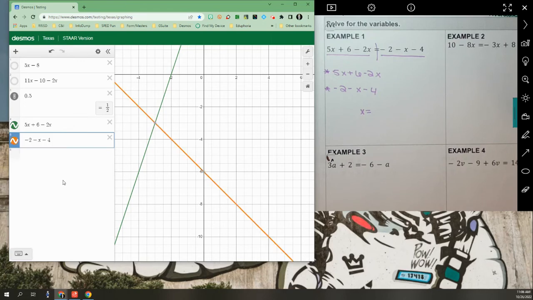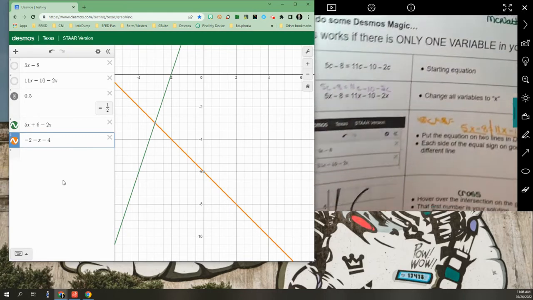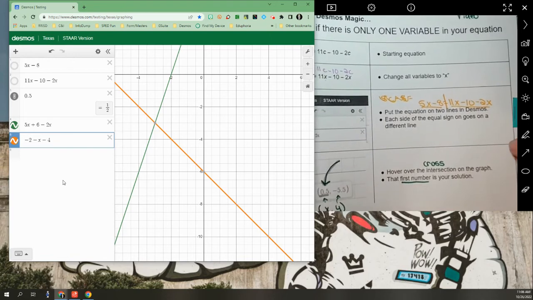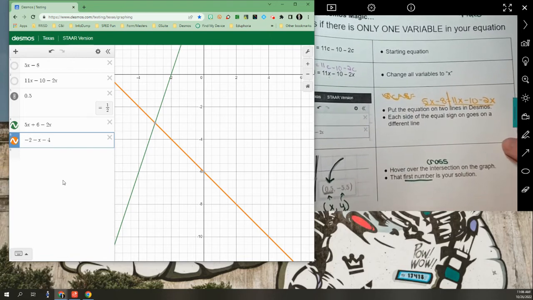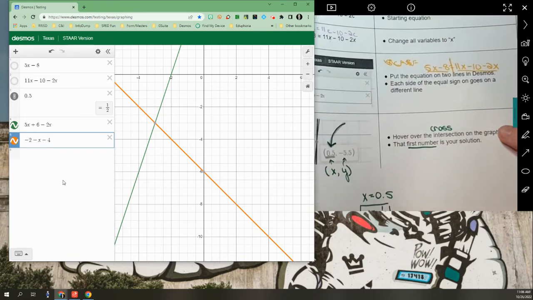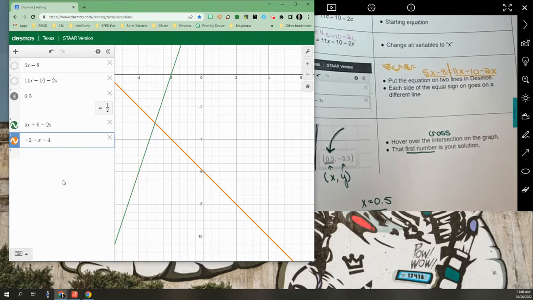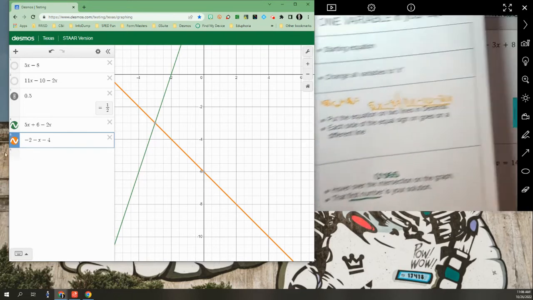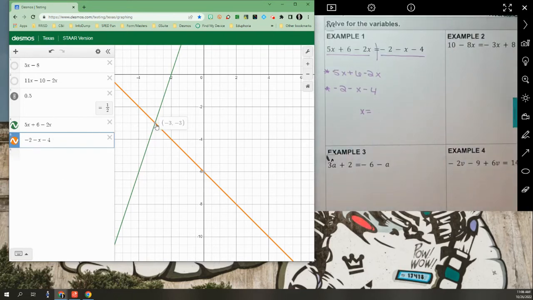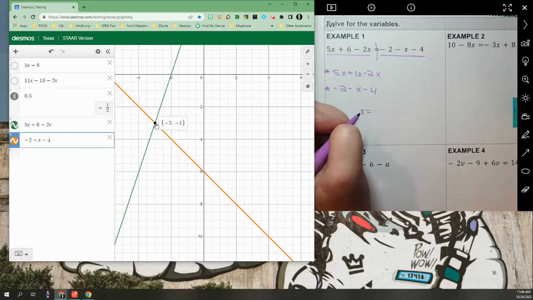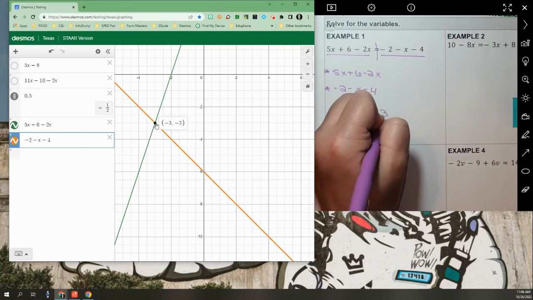Okay? So I've put my equation on 2 lines in Desmos. Now I need to find the cross and hover over. So I need to find the intersection where these 2 lines cross, where the orange and the green cross. And if I click there, it tells me -3, -3. That first number is my x number. So I know that x equals -3.